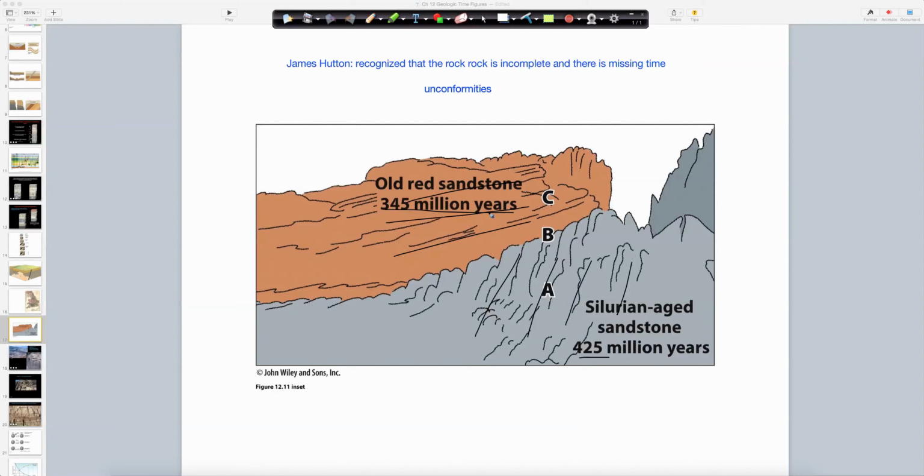There has to be an unconformity because these two layers are tilted completely differently. So A got tilted again when C got tilted, but A was tilted once before that. Then C was deposited horizontally on top of it, and then the whole thing was tilted again. And that's how he figured out that we are missing time.